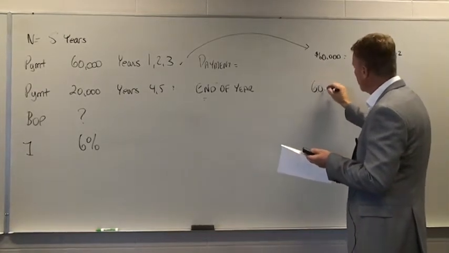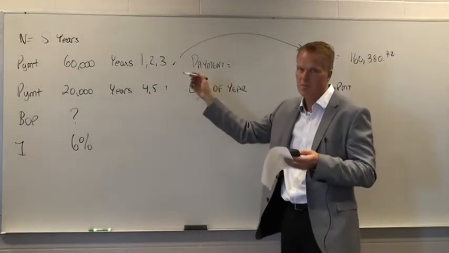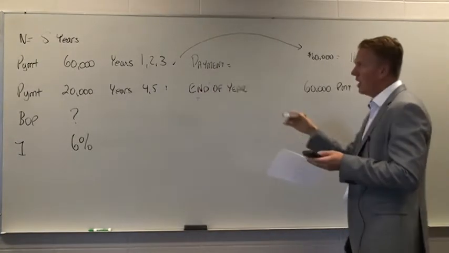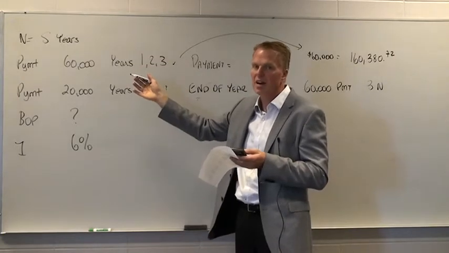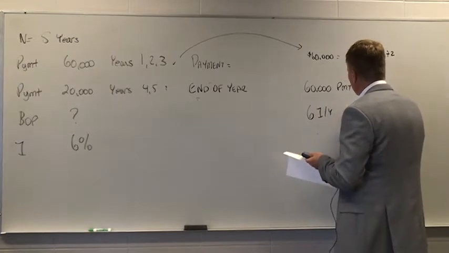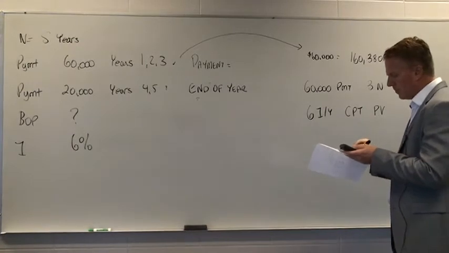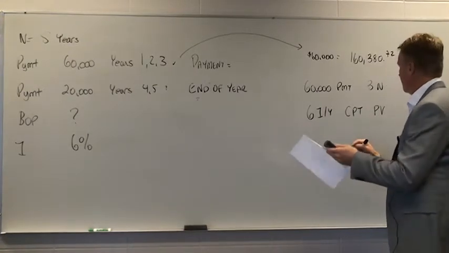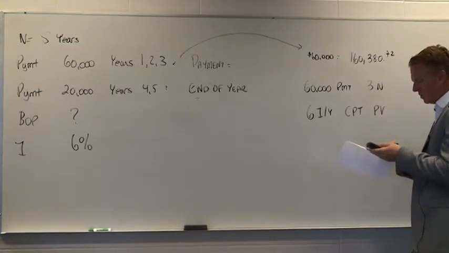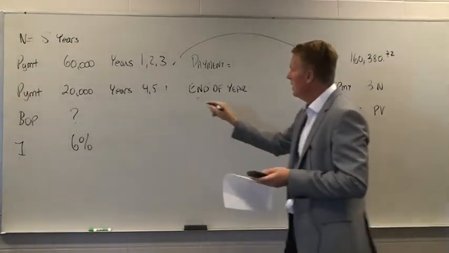So how did I do that again? I went 60,000 payment because it's the same payment all 3 years, so I can use the payment feature. That's the annuity. 3N. I know the N says 5, but we can't use 5. There's only 3 years here. 6 IY. Compute present value. So I'll do it again, just to make sure. 60,000 payment, 3N, 6 IY, compute present value, 160,380.72.